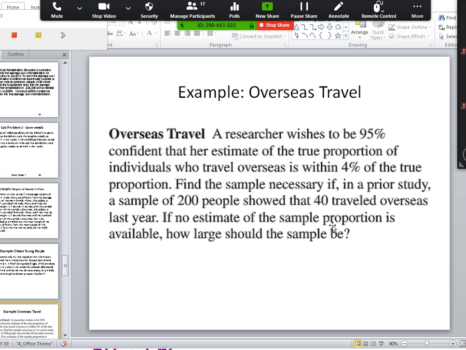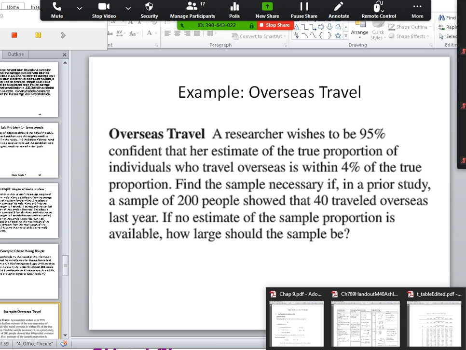But there's a question. Do you guys see the question here? So if it's a confidence interval with a question, then it's going to be a find n problem. Find the sample necessary. Right? So if I'm going to take a look at, let's assume we're going to look at the bottom one, if no estimated sample proportion is available, how large should the sample be? This is a find n problem.